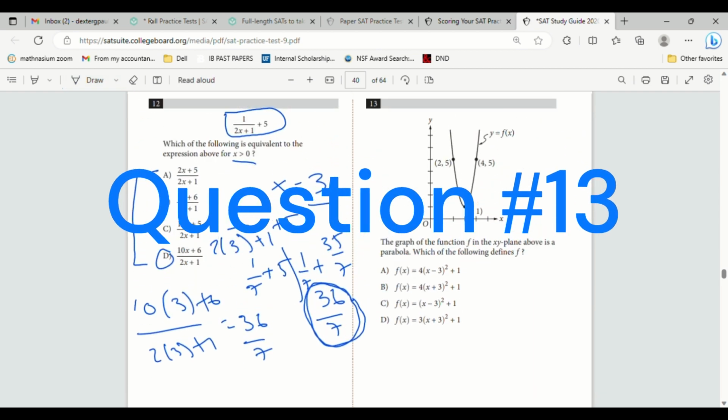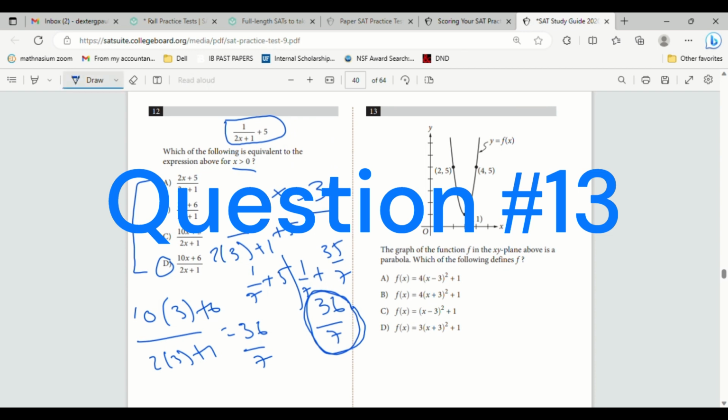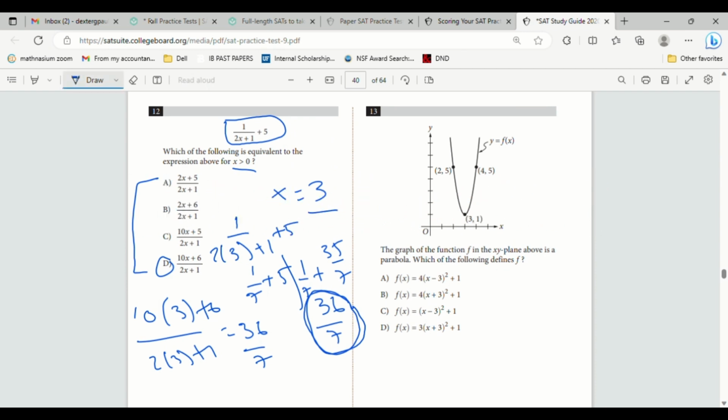Number 13, the graph of the function f in the xy plane above is a parabola. Which of the following defines f? So we know that, let's see, all these 4 choices are in vertex form. And so we know that our vertex is 3, 1. So the x is going to have a different sign than what you expect. So it'll be x minus 3 squared, so it can't be B and it can't be D.